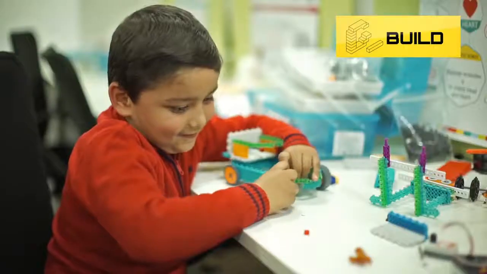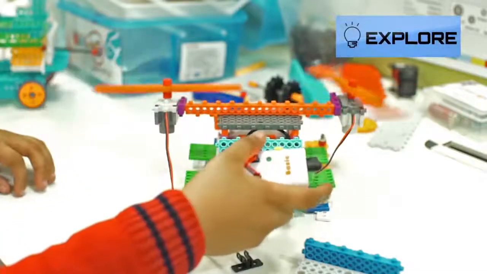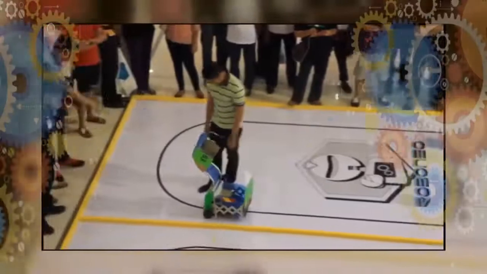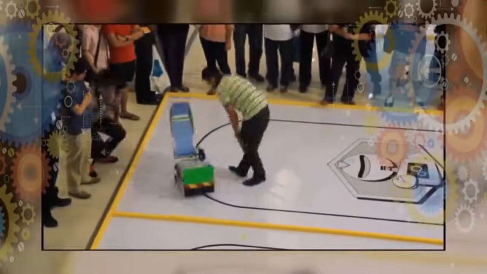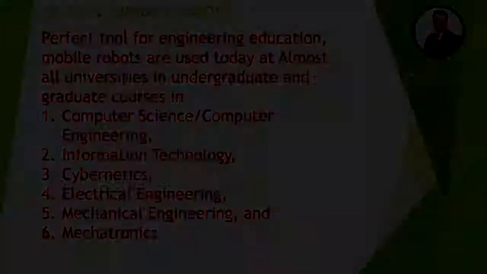There has been a tremendous increase of interest in mobile robots. Not just as interesting toys inspired by science fiction stories or movies, for example, Asimov 1950, but as a perfect tool for engineering education. Mobile robots are used today at almost all universities in undergraduate and graduate courses in computer science, computer engineering, information technology, cybernetics, electrical engineering, mechanical engineering, and mechatronics.